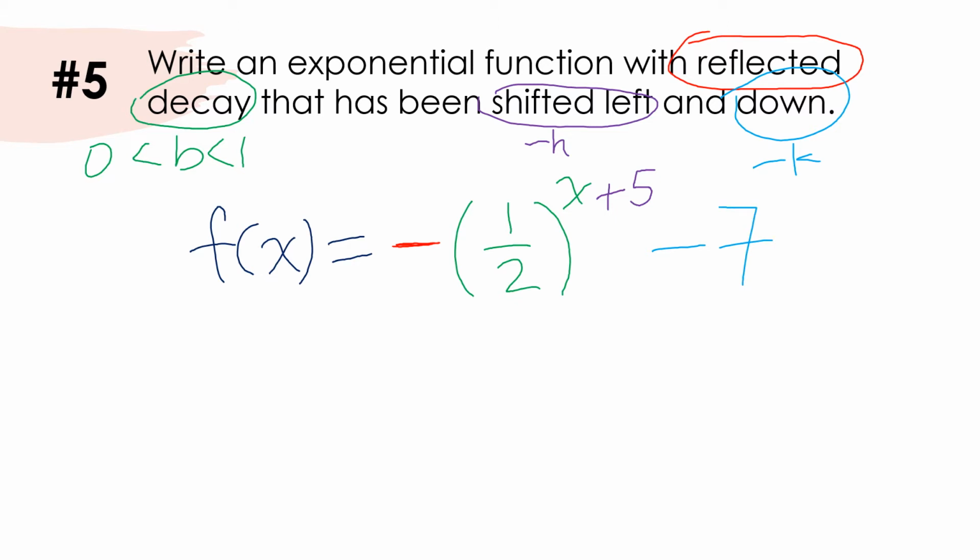So what our functions should have in common is they definitely should have a negative a. Your base is any number between 0 and 1. That's what gives you the decay. Your exponent should be x plus, and then whatever number you chose. And then at the end, the k should say minus, and again, whatever number you chose.